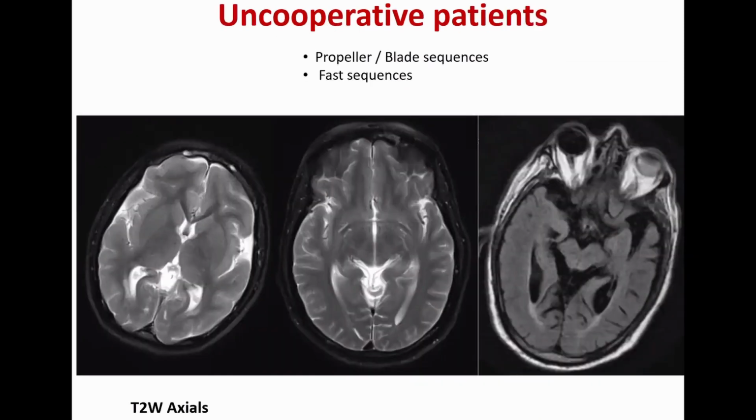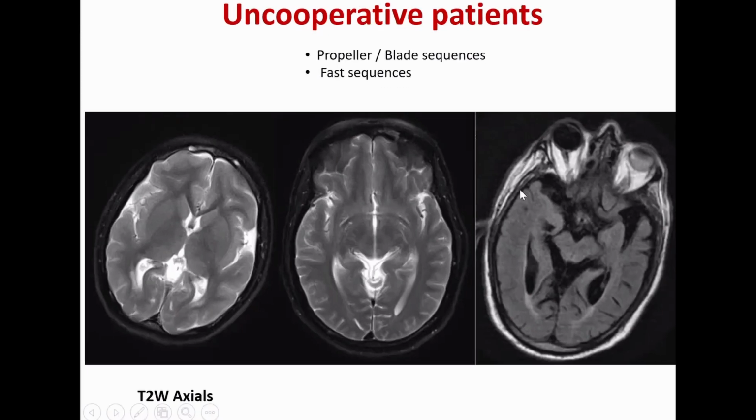But suppose a patient is very uncooperative, you still have to give some images for the patient's ultimate management. In such cases, if your system supports it, you have motion correction software available like Propeller or Blade sequences. Please go for it, and please go for fast sequences. It still gives the same kind of information, right? You need to justify the study, you need to give some sort of detail for the consultant.